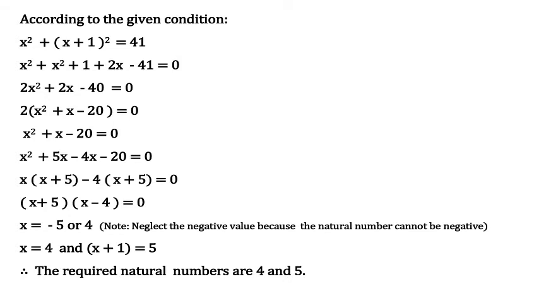After simplifying, you will get the quadratic equation x square plus x minus 20 is equal to 0. Find out the factors of 20 and calculate the value of x. x is equal to minus 5 or 4.